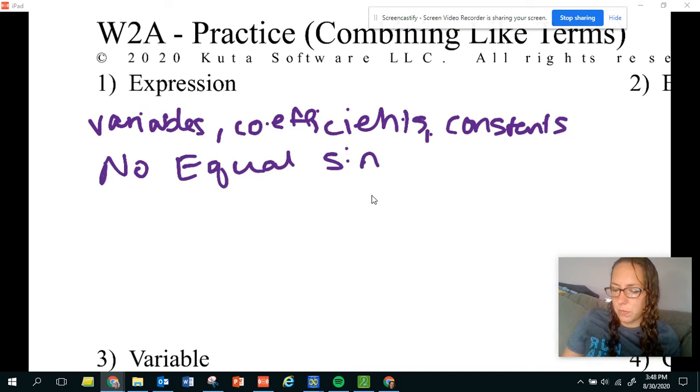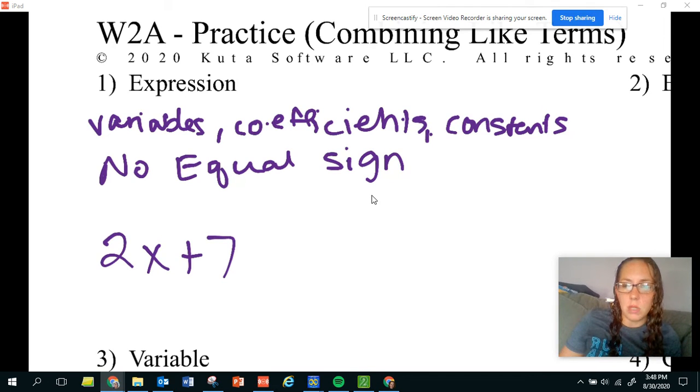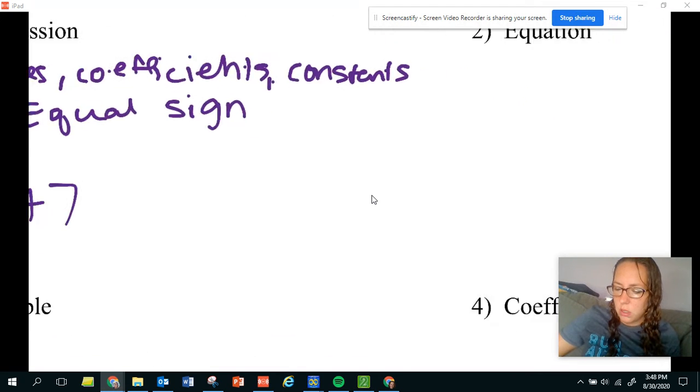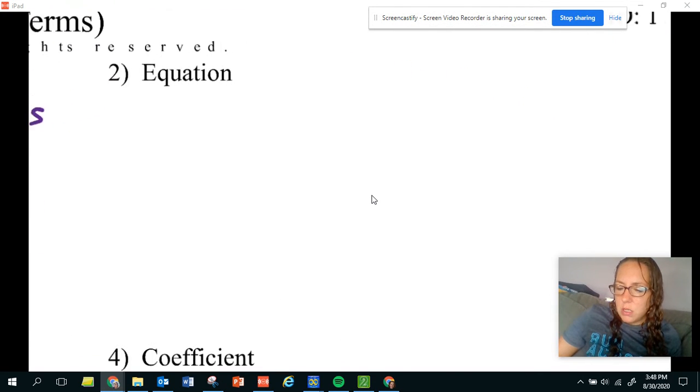So an example would be like 2x plus 7. That's an expression. The big thing is an expression does not have an equal sign.